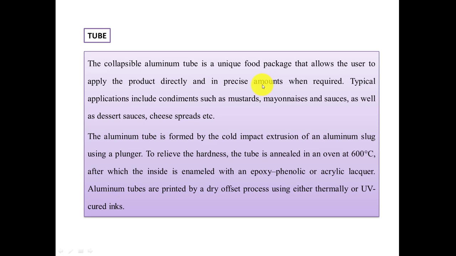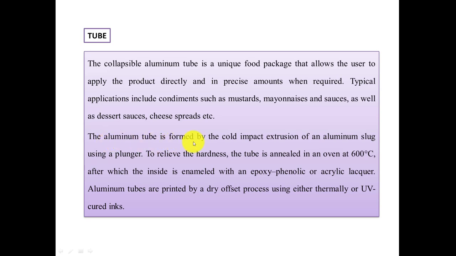So if you are using a sauce bottle, then you need to apply half a tablespoon, and it may pour either 1/4 of a tablespoon or 1 tablespoon. But if you are using this aluminium tube, then you can apply the product directly, number one. Number two, in the precise amount when required. The typical applications include condiments such as mustard, mayonnaise, sausage, as well as desserts and cheese spreads. So these are the products which can be packed in the aluminium tube.